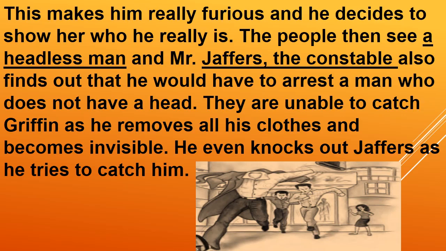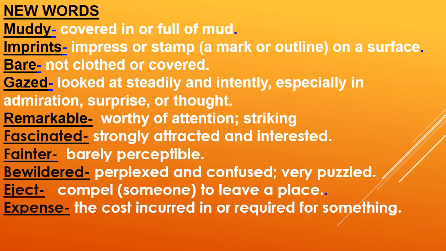So this is the summary of Footprints Without Feet, in which we have read about Griffin, who was a brilliant scientist, who discovered a rare drug to become invisible, but he misused his discovery. He was a lawless person. So we have read the introduction of the author H.G. Wells. Then we read the introduction of the chapter, and after that the summary.